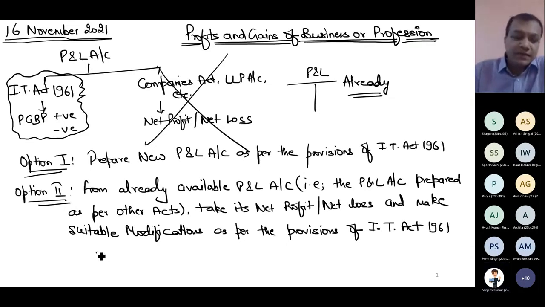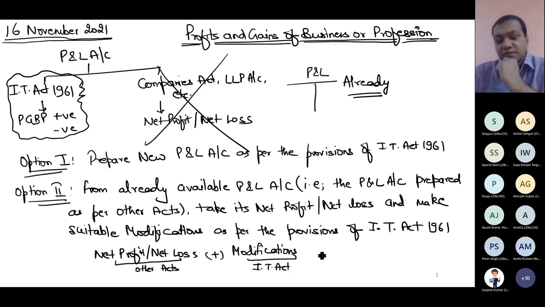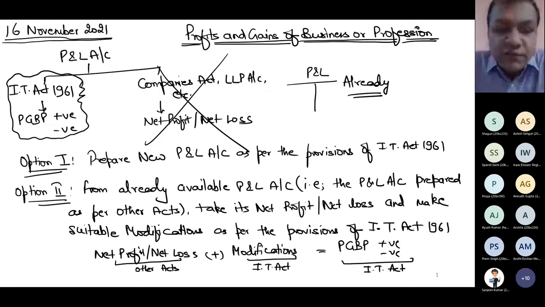That means what I want to say is, take the net profit or net loss which is available with me as per the P&L account prepared as per other acts, plus do some modifications, rectifications or corrections as per the IT Act, and the result will be PGBP income, positive or negative, as per the IT Act. So I have these two options. Can you think logically which option is more suitable?